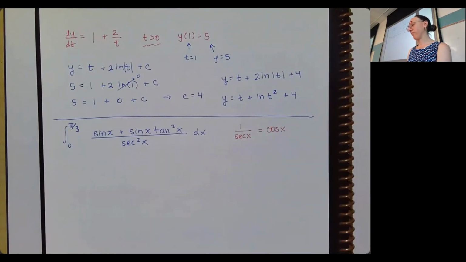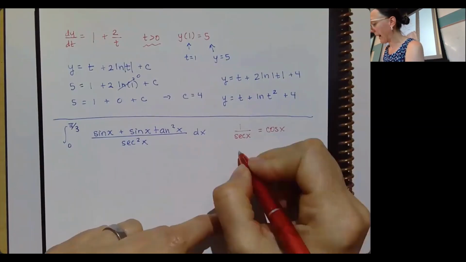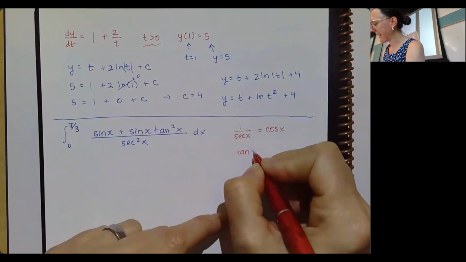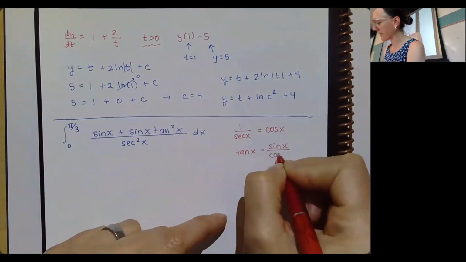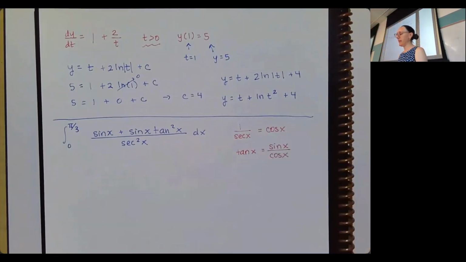Other things I know, in case it's helpful, I don't know if it will be, but tangent of x is sine of x divided by cosine of x. And my hope is that armed with those two things, we can make this look a whole heck of a lot better. Let's find out.